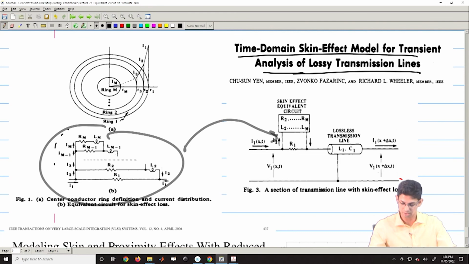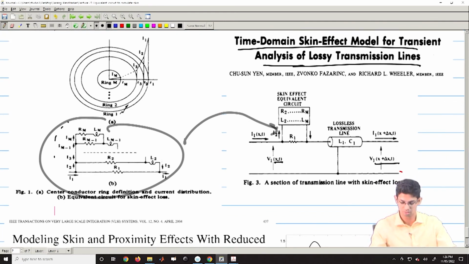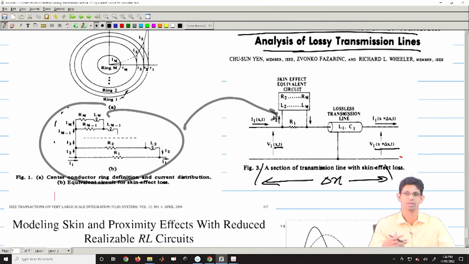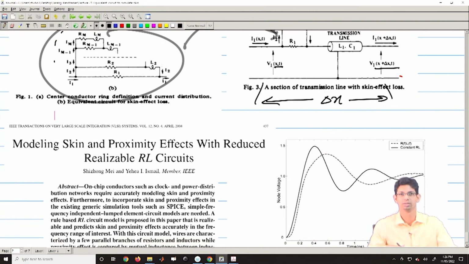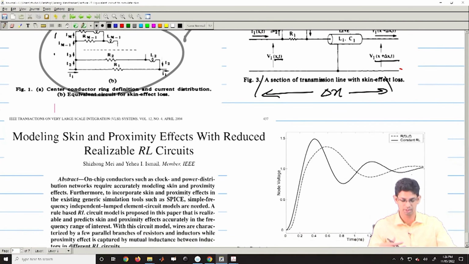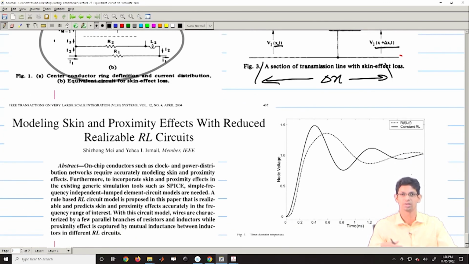So, this would then be included in the transmission line parameters. You can see this is V of x and t, this is V of x plus delta x and t. So, this is a delta x segment, a section of transmission line with skin effect losses. Then the analysis which we had done can be extended, including this skin effect. This discussion is one way of representing skin effects. It is not an exhaustive discussion; there are multiple methods.